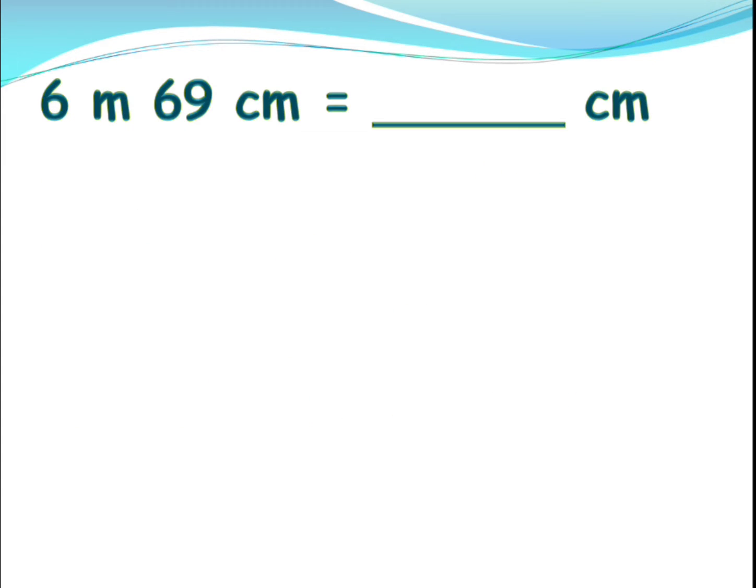Okay, let's see another sum here, children. So 6 meters, 69 centimeters, and you have to convert all this into centimeters. In the question, it is a combination of meters and centimeters, isn't it, children? You have 6 meters, and along with that, you have 69 centimeters. Yes, so what we have to do? We have to convert this 6 meters also into centimeters. Then we need to add that centimeters and 69 centimeters together, and we have to write.